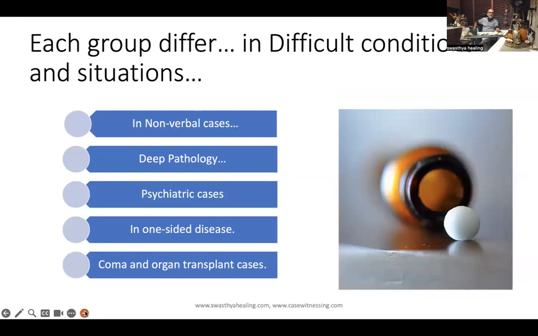Especially in such difficult conditions, different people are talking about different non-verbal children. Each one has their own idea of pathology. The more difficult the condition, the more abstract the idea, and we have forgotten the principle, whether deep pathology or psychiatric or one-sided disease or coma and organ transplant. So we will talk about how to apply a simple scientific integrative posology module in such conditions.